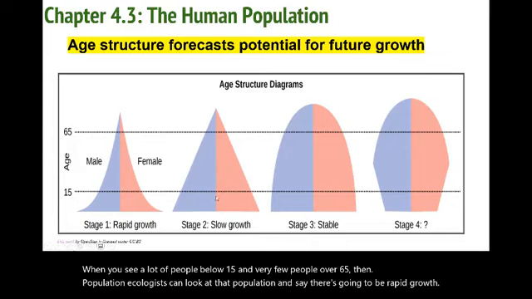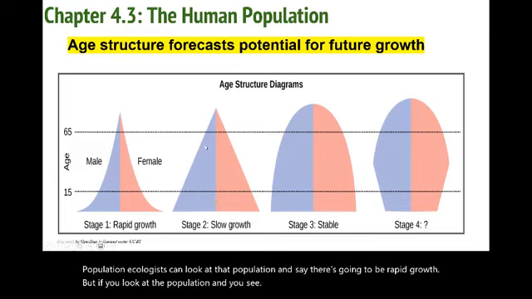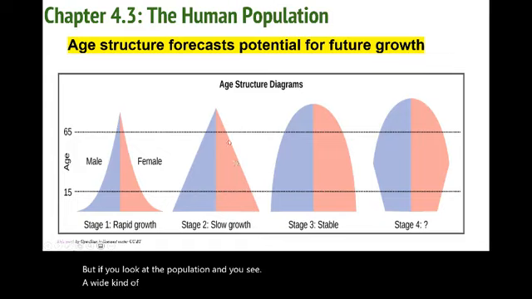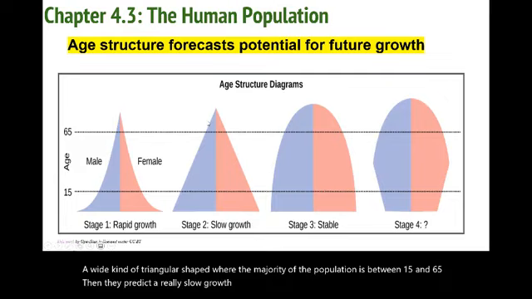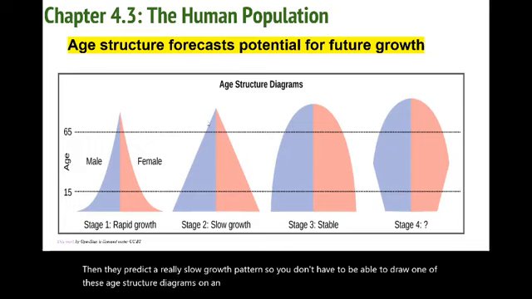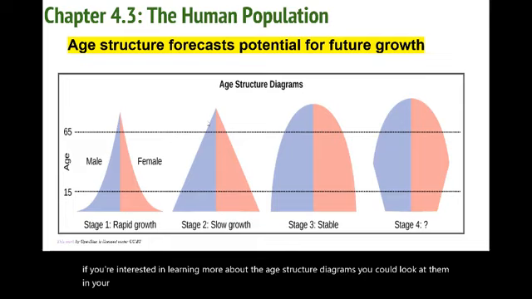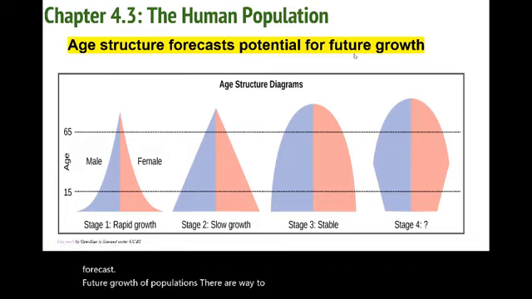But if you look at the population and you see a wide kind of triangular shape where the majority of the population is between 15 and 65, then they predict a really slow growth pattern. So you don't have to be able to draw one of these age structure diagrams on an exam. You're not expected to know how to calculate it, but if you're interested in learning more about the age structure diagrams, you could look at them in your textbook. But I would want you to know that they're a way to predict or to forecast future growth of populations. They're a way to look at a population and examine how might this population change in the years to come.